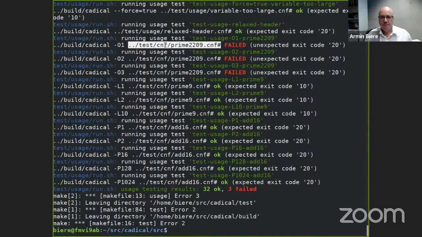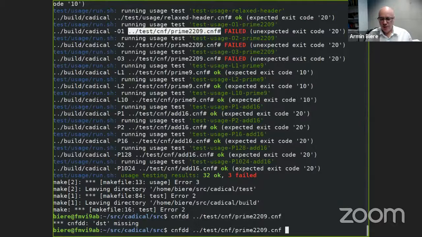Okay. And maybe some of you know we have been working on delta debugging of this. So we can reduce this with CaDiCaL.